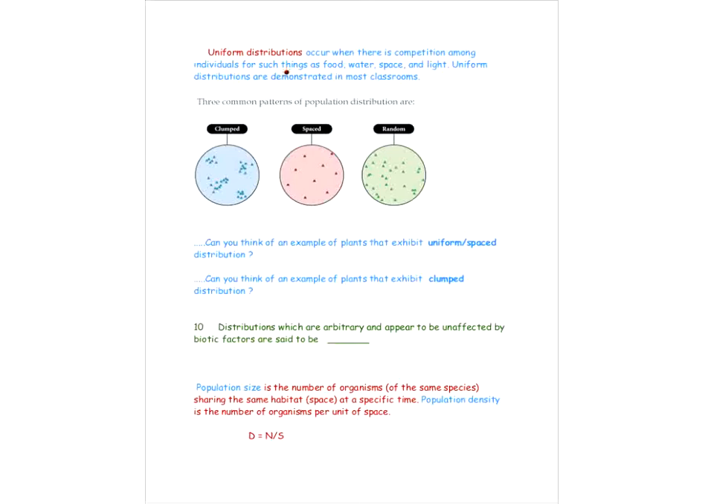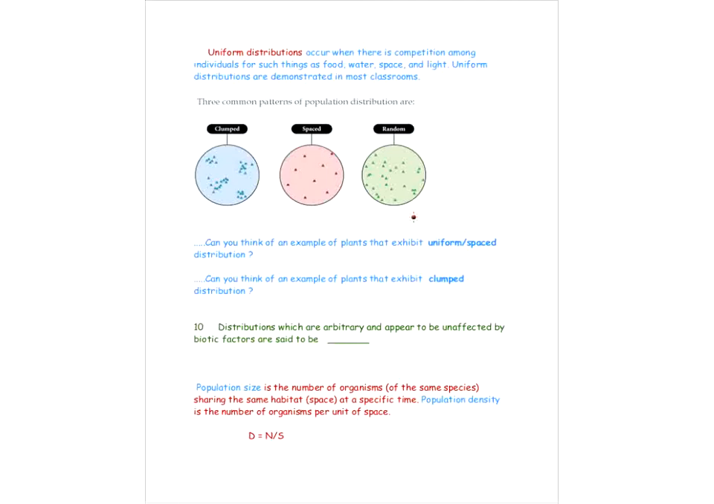But anyways, we've got some pictures here, and the last one is uniform distribution. So that's uniformly or evenly spread out. That happens when there's competition among individuals for things like food, water, space, and light. You might have a uniform distribution in the classroom. So here's what a clumped distribution looks like. You can see the clumps. Here's evenly spaced, and here's random.